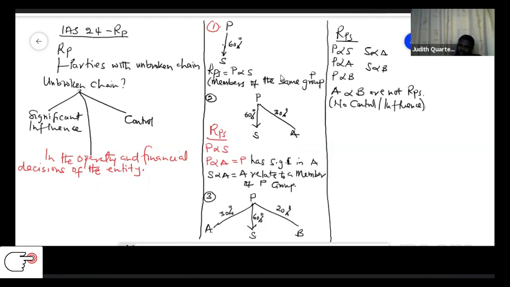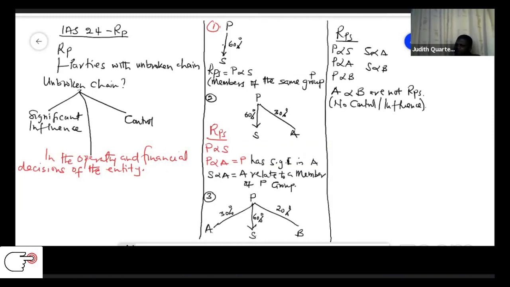What is the relationship? There's no link. P is the one who links them, but P only has influence between them, and P cannot take any of them to go and transact business. Do you know that here, P cannot use A to go and transact business? But because P controls S, P can use S to transact business in A. That's why they are related. In fact, once P and S are members of the same group, then once you are related to one, you are related to all of them.